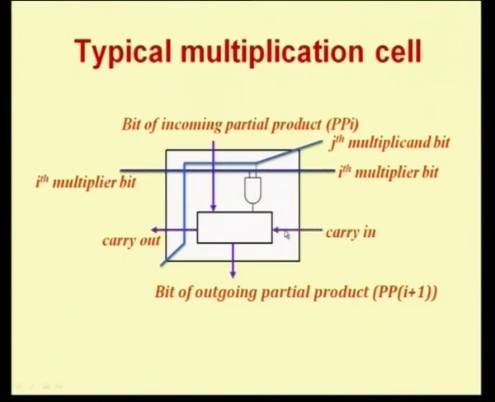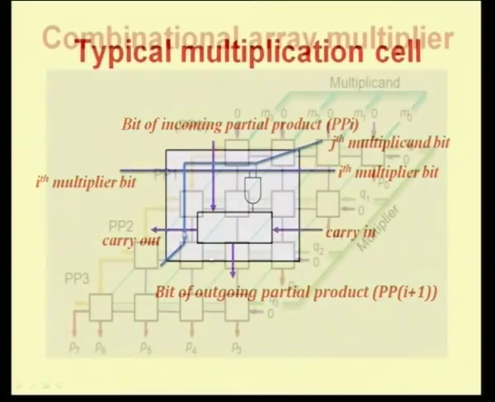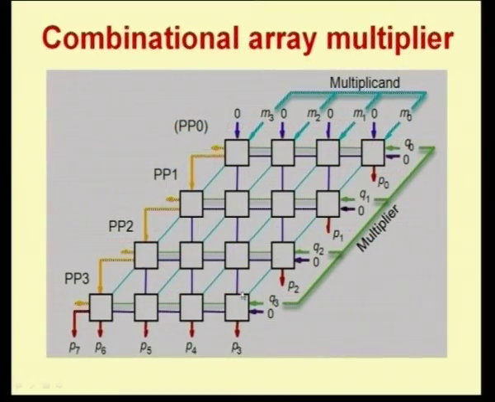So, for every bit what we have is a bit of the incoming partial product which comes from the top row, and then you have the ith multiplier bit which is ANDed with the multiplicand bit. That gives you the multiplied number, and then this is added with the previous carry in, and you get the bit of the outgoing partial product and the carry which is sent out. Now, this carry out will go as the input to the next stage. So, by constructing such multiplication cells and arranging them in this order, and by passing the correct multiplicands and multipliers to these rows and columns, we come up with the complete product. This is what we have seen as a combinational array multiplier.